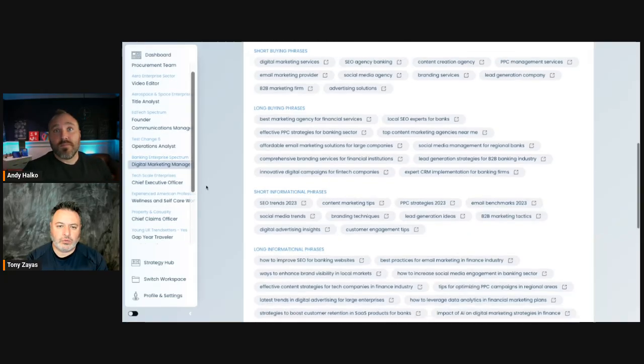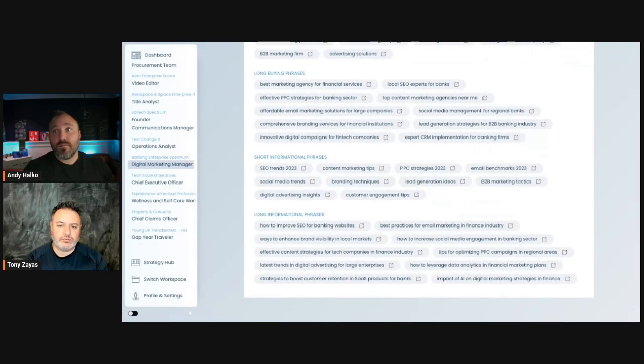So I would ask, what is this based off of? Like, what is the information Buyer Twin is pinging to find these phrases? Yeah, it's a mix, right? So it's using AI to really look into the buyer. And then we have APIs into different search rankings.